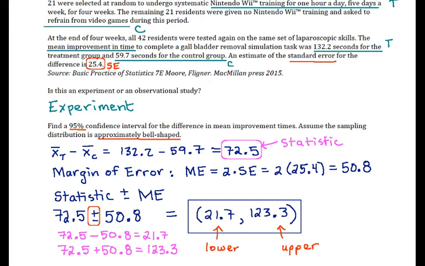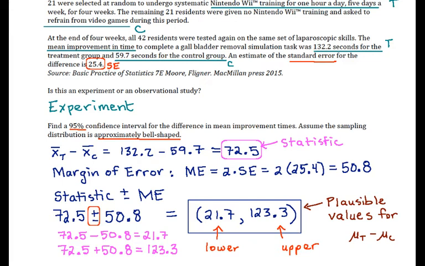So in keeping with that idea of plausible values, these are now my plausible values for the population parameters that we're estimating. This interval describes the plausible values for mu sub t minus mu sub c.